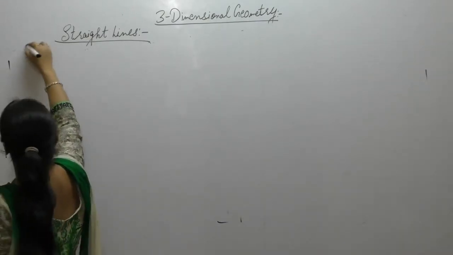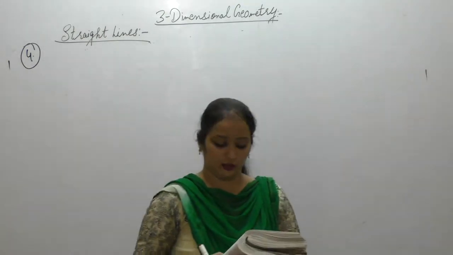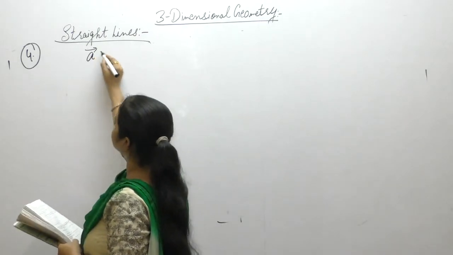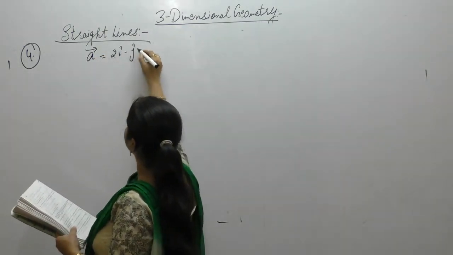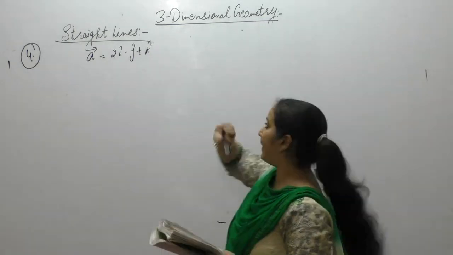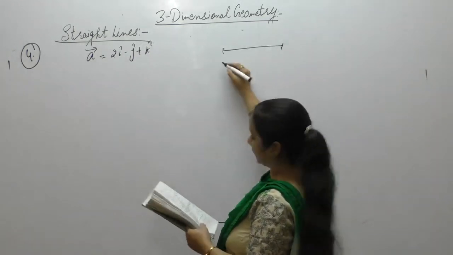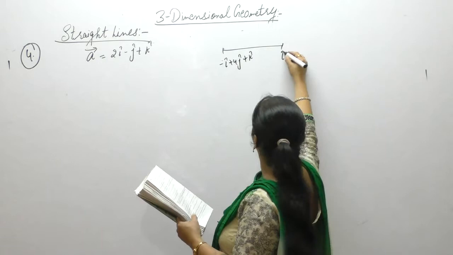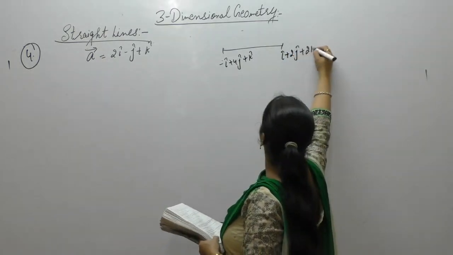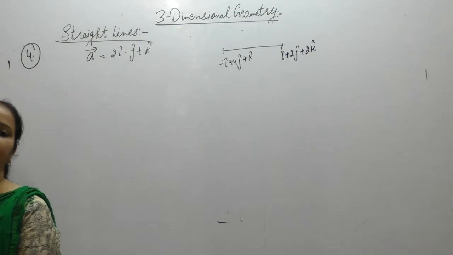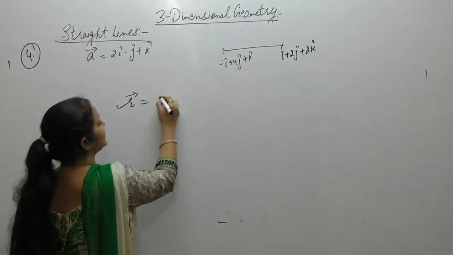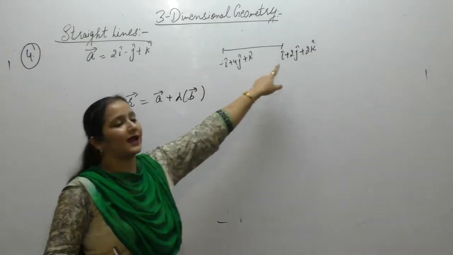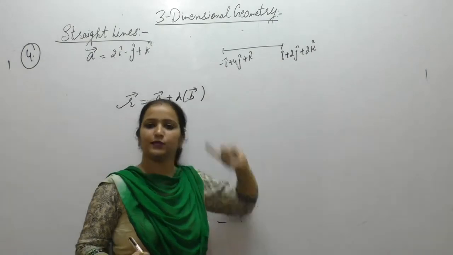Now the next one: find the vector equation of the line passing through a point with the position vector 2i minus j plus k and parallel to the line joining points minus i plus 4j plus k and i plus 2j plus 2k. Now we know the vector equation of a line that is passing through one point and parallel to the line formed by joining 2 points.